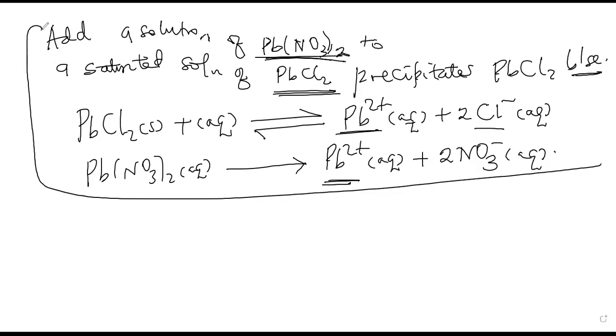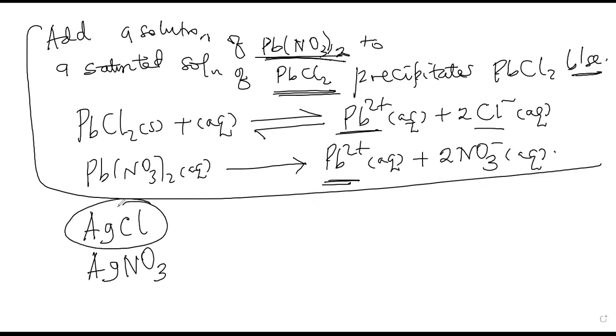Another example, look at silver chloride. You have a saturated solution of silver chloride, and you add silver nitrate. Silver chloride is sparingly soluble, so it dissolves in water and establishes equilibrium between silver ions and chloride ions. But addition of silver nitrate increases the concentration of silver ions, since the silver nitrate will ionize, producing silver ions and nitrate ions. So to maintain the equilibrium, the silver ions from silver nitrate, the common ion, will react with the chloride ions, and the equilibrium will shift from right to left.